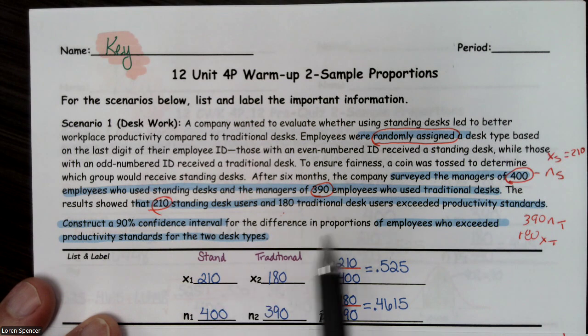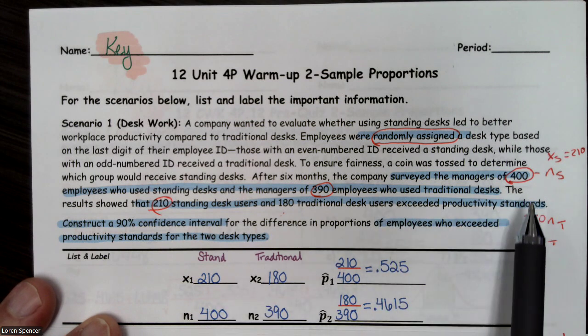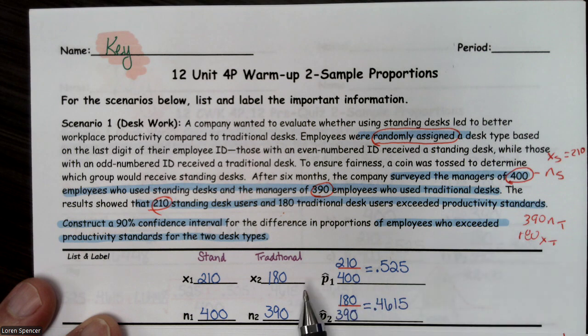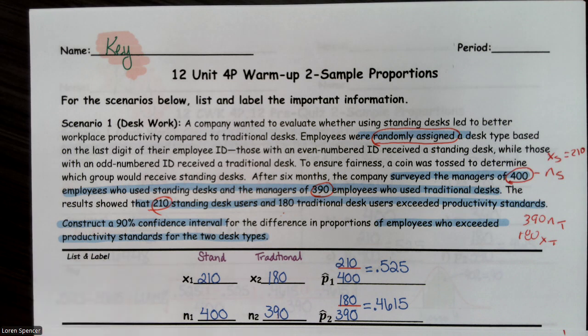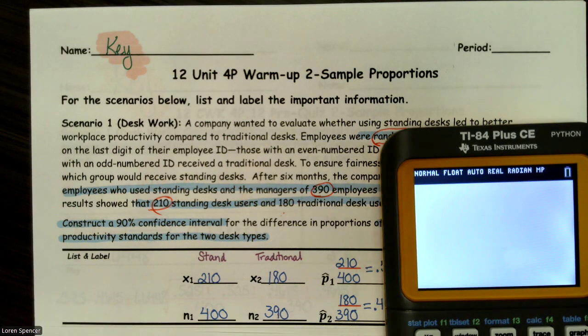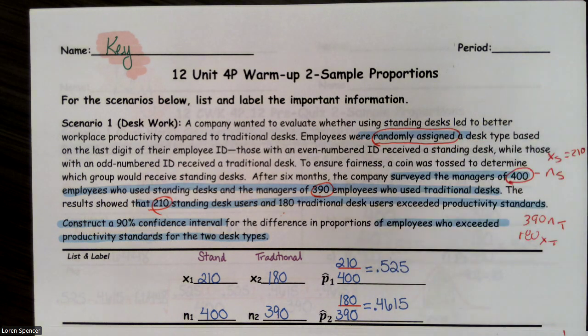It could have been NS. And we had 210 exceed productivity. All right. For the traditional, we had 180 exceed out of 390. That was our sample size. So if we go ahead and use our calculators, we can calculate our p hat 1. In this case, it would be 210 divided by 400. Oops, 210 divided by 400, not 40. And we get 0.525.